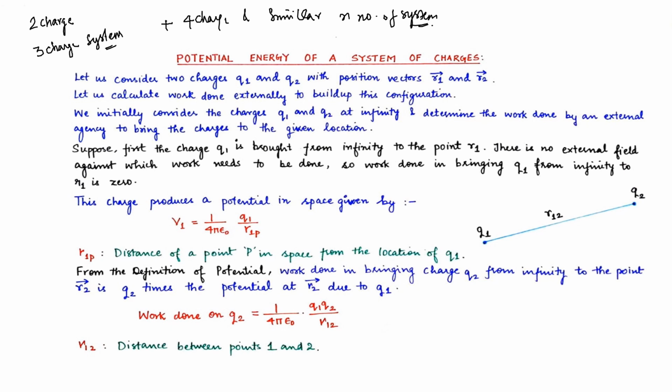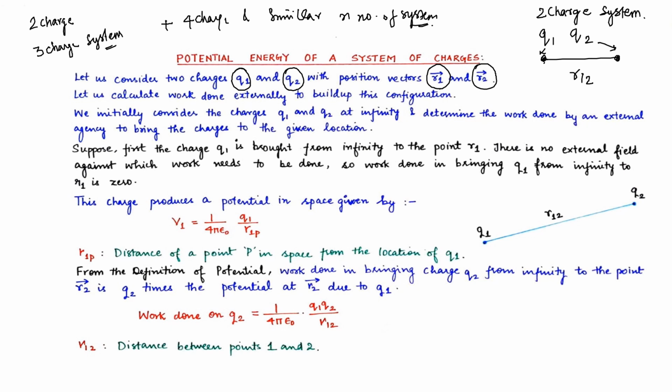So let us consider two charges Q1 and Q2 with position vectors R1 and R2. We are considering two charges Q1 and Q2 for our two-charge system. Now this Q1 and Q2 are kept apart at a distance of some R. As this is Q1 and this is Q2, for our convenience we name this distance R12. Initially these charges were not present in this configuration. We have brought them to this configuration.